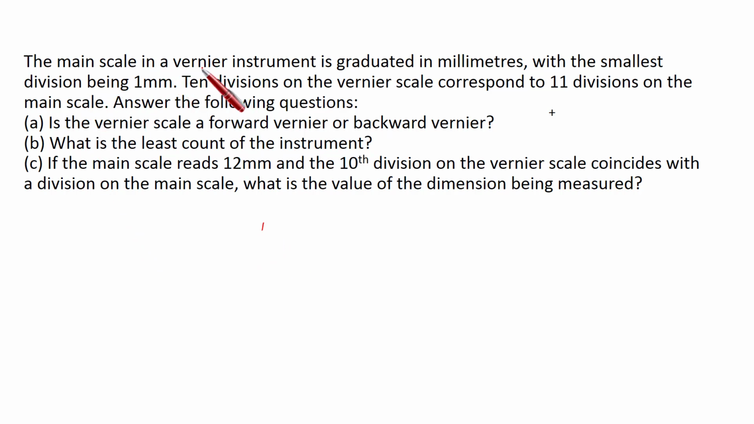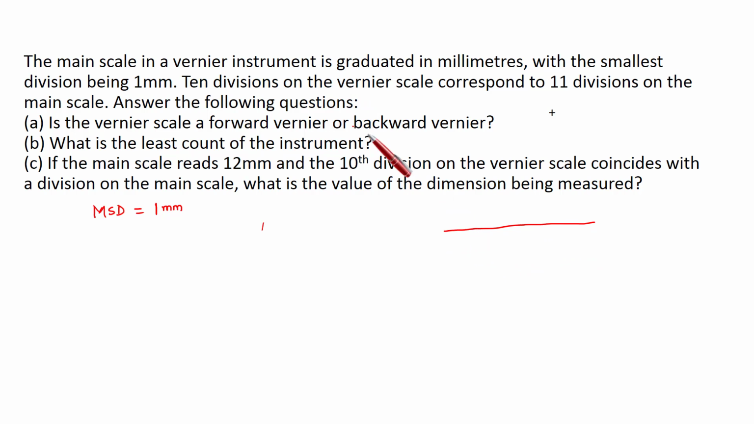The main scale in a vernier instrument is graduated in millimeter. Okay, there are two scales in vernier caliper. One is main scale and another one is vernier scale. So main scale has millimeter as the least count, with the smallest division 1 millimeter. So obviously main scale division is 1 mm. 10 divisions on the vernier scale correspond to 11 divisions on the main scale. So answer the following.